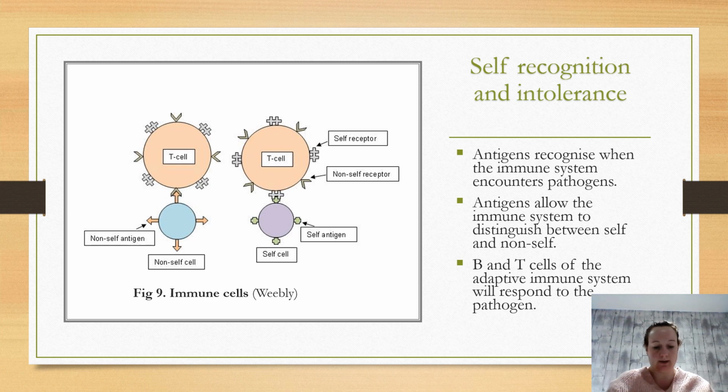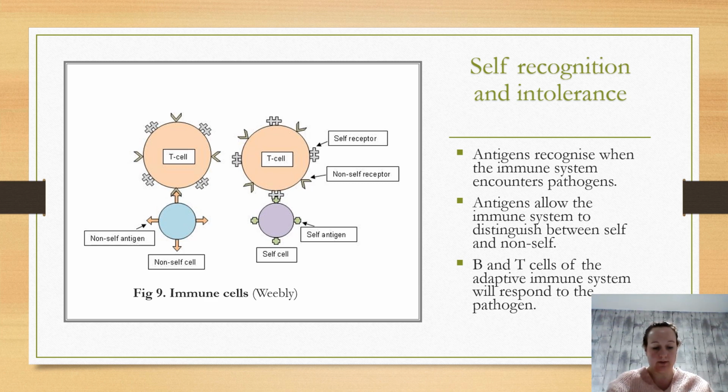When the immune system recognizes a pathogen as self, it will not attack it. When an antigen encounters a pathogen it has not seen before, it will be recognized as non-self by the innate immune system. Therefore, B and T cells of the adaptive immune system will respond to the pathogen. Two of the most important factors in allowing the immune system to distinguish between self and non-self are the major histocompatibility complexes MHC1 and MHC2.